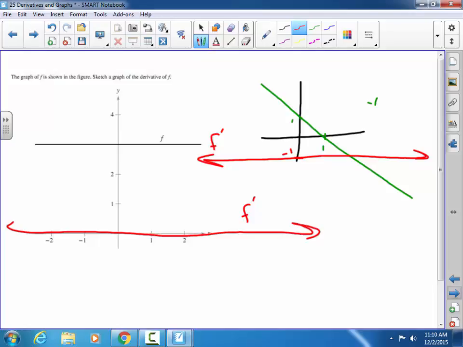Now, what's the second derivative then? Second derivative, now we're kind of back to where we started here with the original problem. The second derivative is going to be 0 everywhere, so you'd want just a horizontal line at the x-axis.